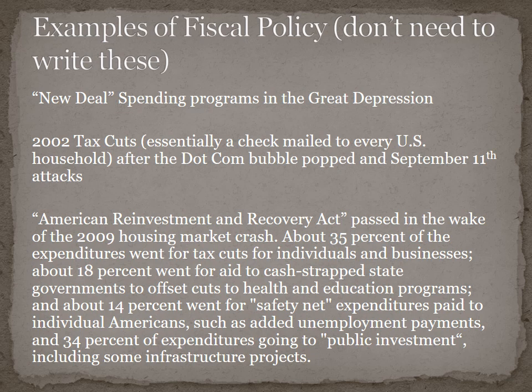Okay, and then about 14% went to other safety net expenditures that are also transfer payments, like unemployment benefits. And then the last third went to public investment, like infrastructure projects. So there were some road projects, some bridge projects, some other construction projects, which would increase investment spending initially. Okay, so all of these have the purpose of increasing aggregate demand to get out of the recession.